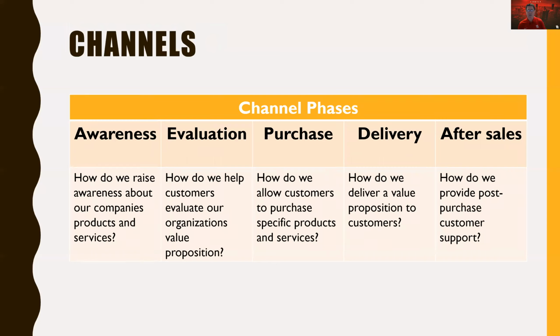So channel phases, right? How do we reach customers depending on the channel? Well, if you think about it, there's this awareness, evaluation, purchase, delivery, and after-sale process that happens. How do I make you aware of my product? Whether that's an advertisement, or whether, in Nike's model, some athlete endorses it. How do we evaluate the product? How do we, as the customer, evaluate products?